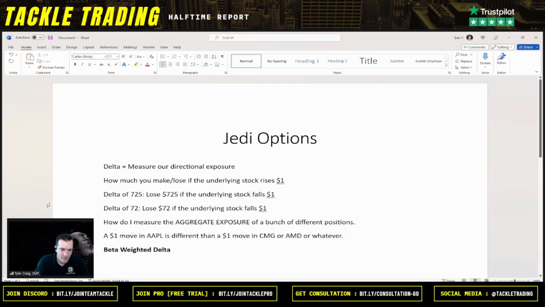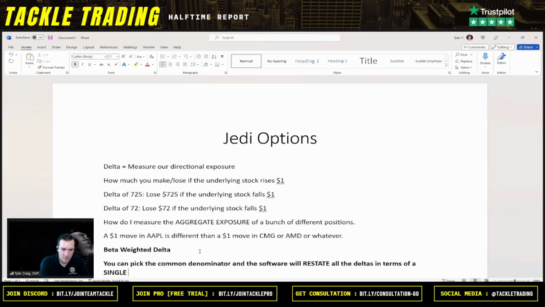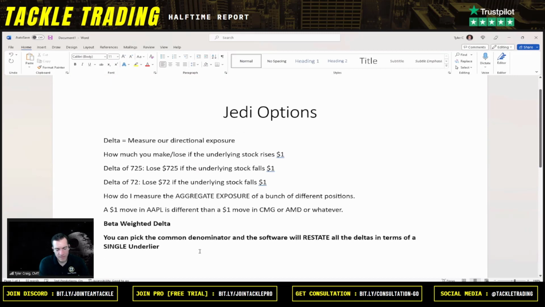That's where the beta term comes in, beta weighting. It's like you're adjusting for volatility. Beta is a synonym for volatility. So what beta weighted delta does is you can pick the common denominator, and the software will restate all the deltas of all those different trades you have in terms of a single underlier, the common denominator.